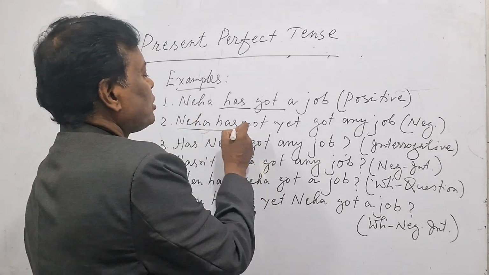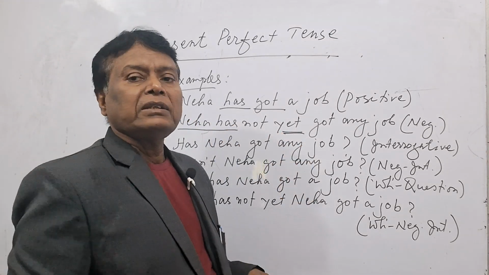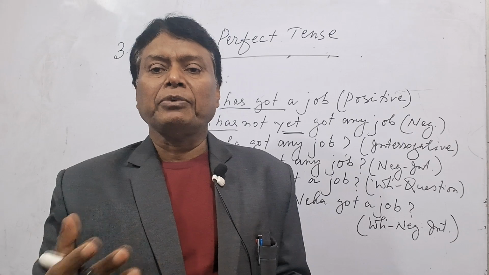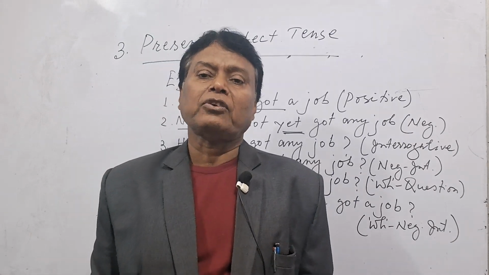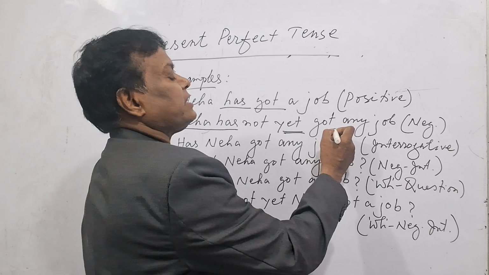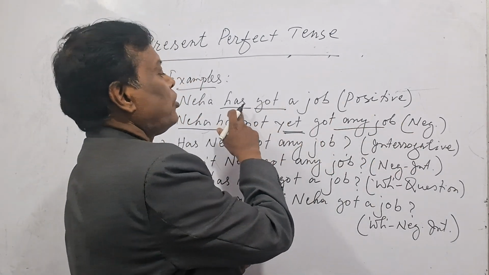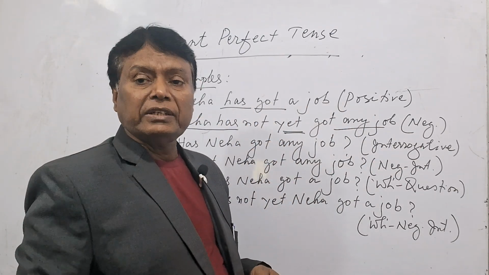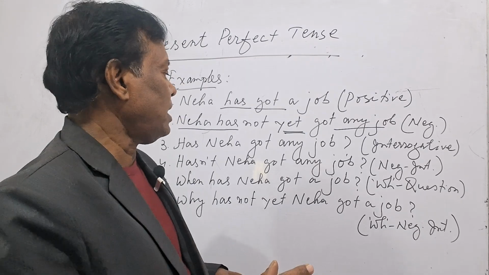Neha has not yet. Why are you using yet? Yet means अभी तक. नेहा को अभी तक कोई भी जॉब नहीं मिला. Neha has not yet got a job. So this is called a negative sentence. Neha has got a job is positive. Neha has not yet got a job. अभी तक नेहा को जॉब नहीं मिला.